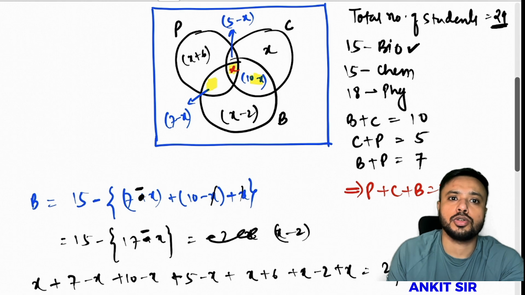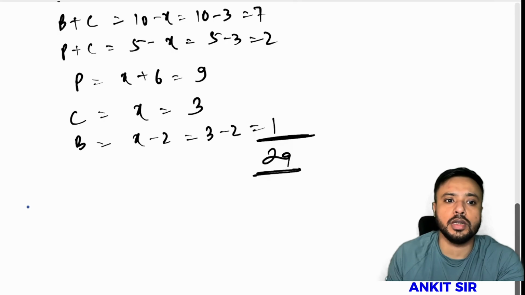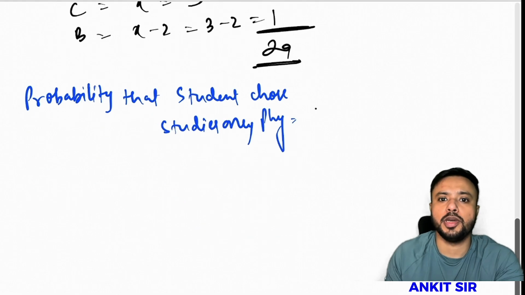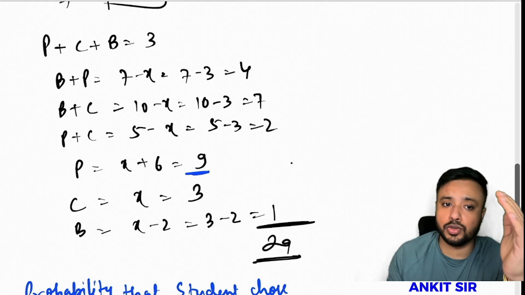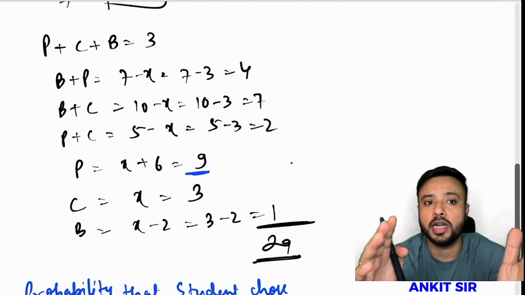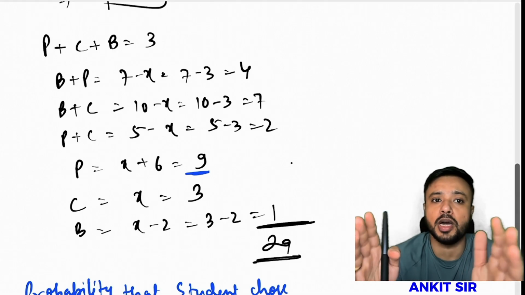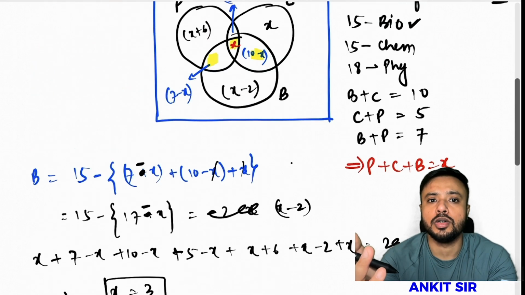So now in this question, let's say they ask you what is the probability that the student chosen studies only physics. So only physics is how much? 9. So the probability would be equal to 9 upon 29. So once you have got the exact number of students who study only physics, chem and bio, and who study bio plus physics, bio plus chem, physics plus chem, and physics plus chem plus bio all together, you can figure out any probability depending on what is being asked in the question.